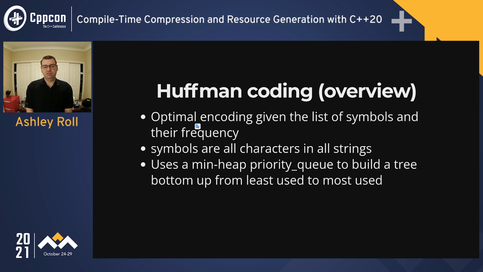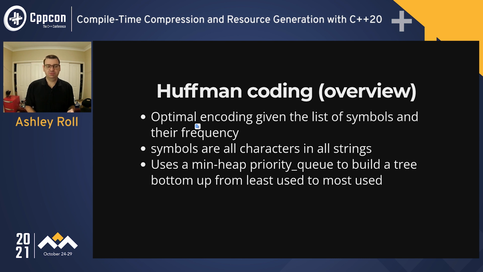We use a min heap priority queue to build the tree from the bottom up. And what happens there is that we take the least used symbol and combine it with the next least used symbol, join that together into a node, and the frequency of both of those things combined together is the frequency of that node. We then put that back into the priority queue, and then we pull out the next two things. Again, they'll be the next lowest priority, less frequently used.